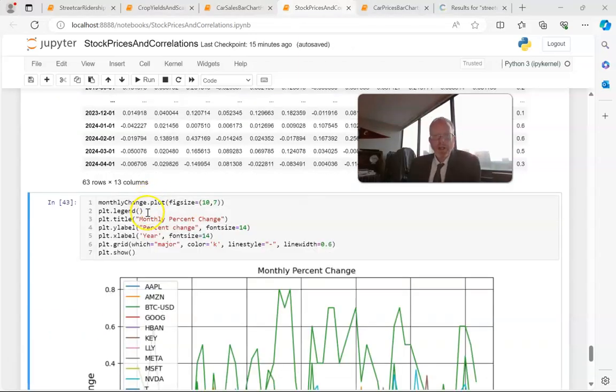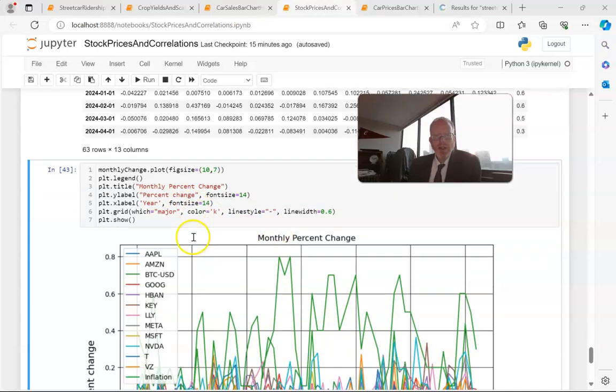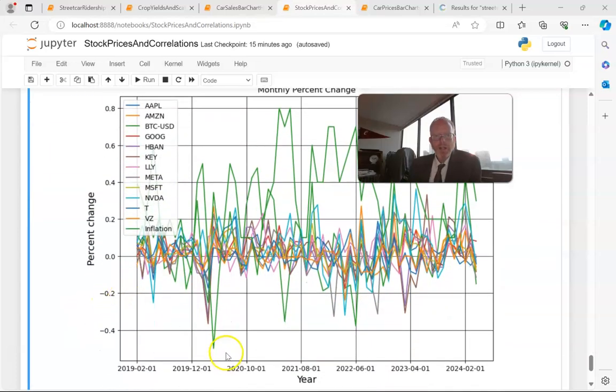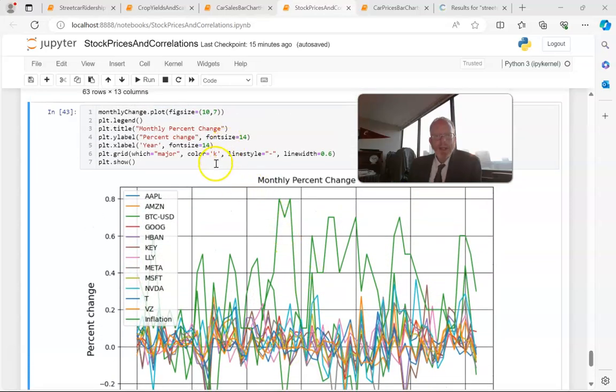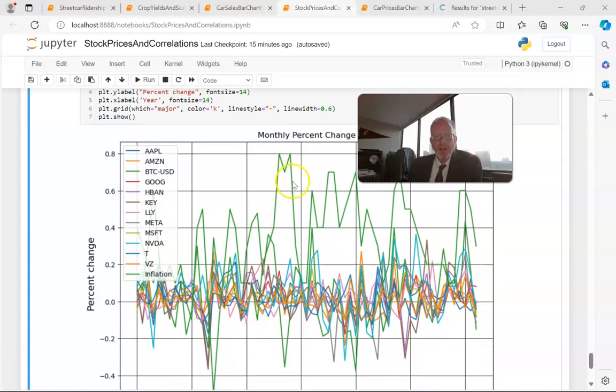So we'll start by creating our plot. We say we want a legend. We give it the title monthly %change, the ylabel %change, and the xlabel year. And then give it a few line widths. Linestyle dash means it's effectively a solid line. And then we show. So inflation is the one here that's really a bit of an outlier. We see a lot of the other stocks tend to be kind of clustered together down here. So we might want to take a bit of a closer look.